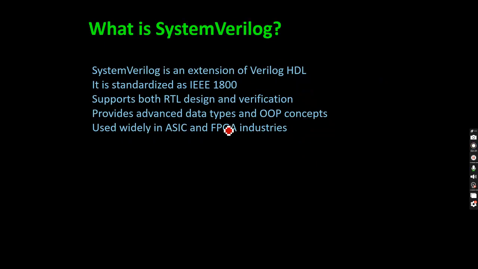So what is SystemVerilog? SystemVerilog is an extension of Verilog HDL. It is an advanced improvement of Verilog. It supports both RTL design and verification. Not only designing, we also have to verify the corner cases of the design. Then only the design is fabricated perfectly without any bugs. We have to verify all the test cases, and that too for complex designs. That's why we are going for SystemVerilog, which provides advanced data types and OOPS concepts.